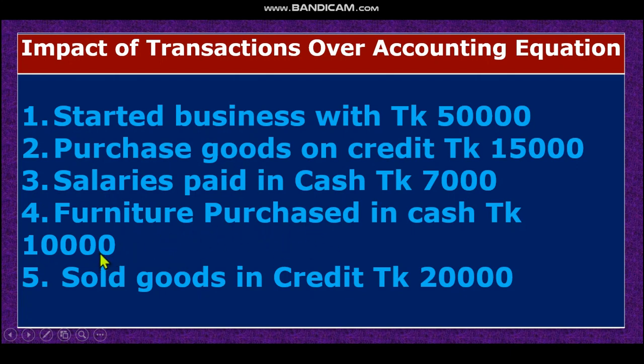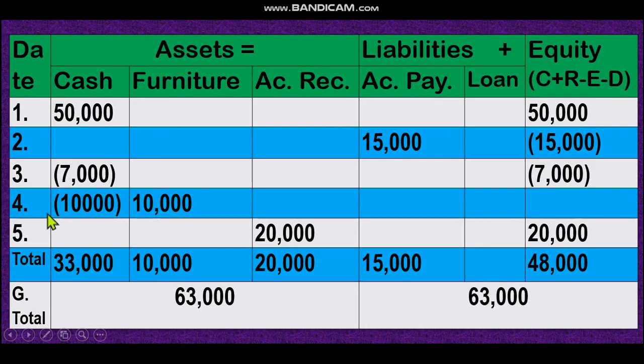Then what will happen? By purchasing furniture, our cash money decreases. On the other hand, furniture is an asset, so one asset decreases and another asset increases. Look at, by purchasing furniture, our cash money decreases, our furniture increases. That means there is a change in the accounting equation.